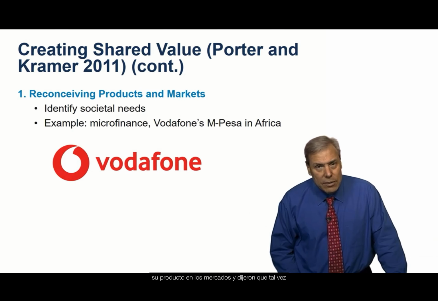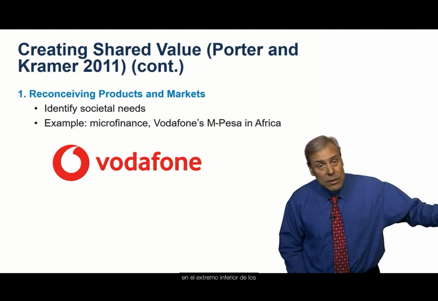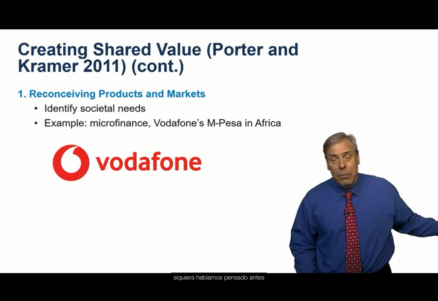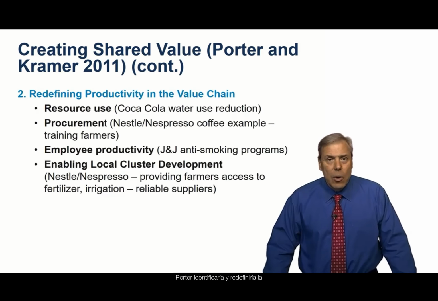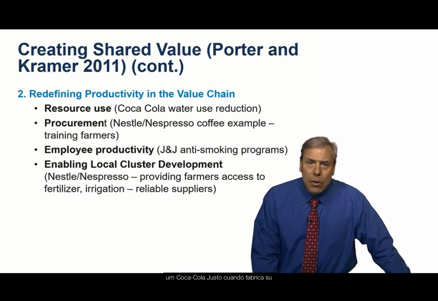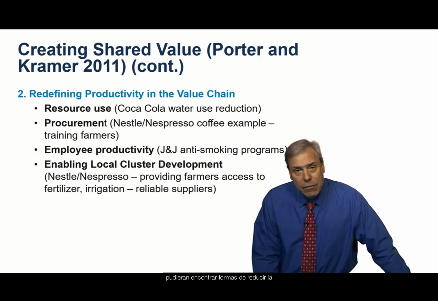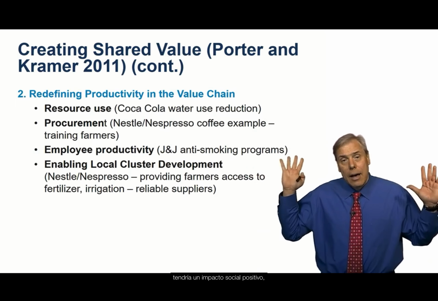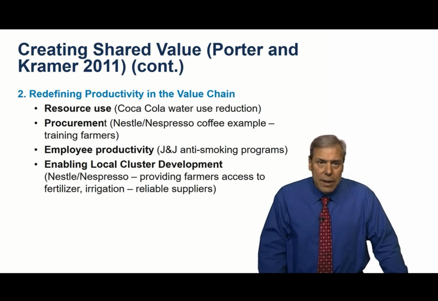They reconceived their products and markets and said maybe there's a market at the base of the pyramid, people at the lower end of the socioeconomic strata, that we hadn't even thought about before. And this is something that Michael Porter would identify. And then redefining productivity in the value chain. So for example, Coca-Cola, when it makes its product, uses a lot of water. Well, if they could find ways to reduce the amount of water being used, that would have a positive societal impact. Maybe an even more effective example might be Nestle, an espresso coffee example.